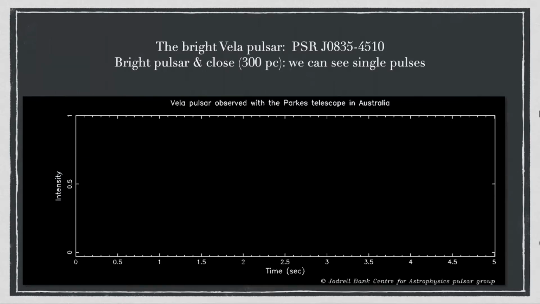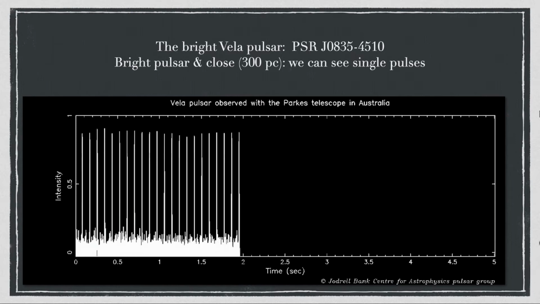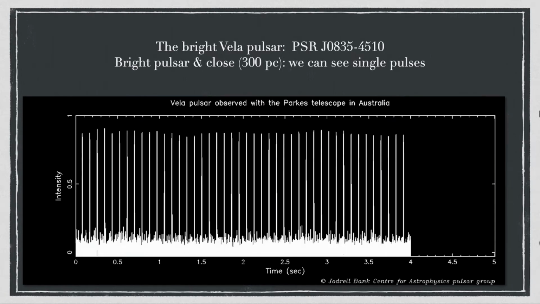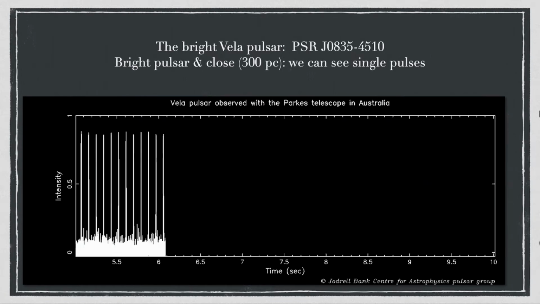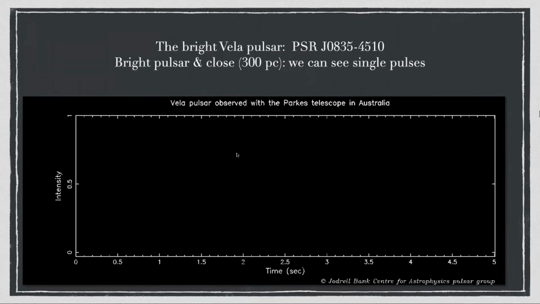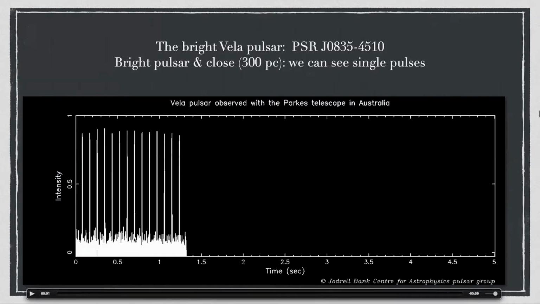Vela is a southerly pulsar, so it's observed by both Parkes and MeerKAT, and these are single pulses coming in from Vela. Because Vela is bright and close, we can actually observe its single pulses. I wanted to just pause here. We actually see individual pulses every time the source rotates with its rotational period. This, however, is not typical for pulsars.